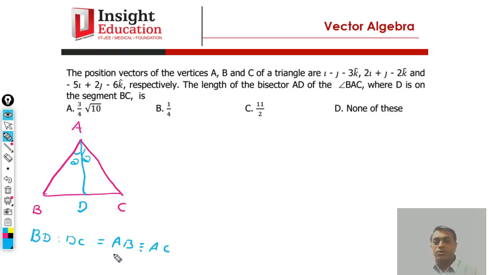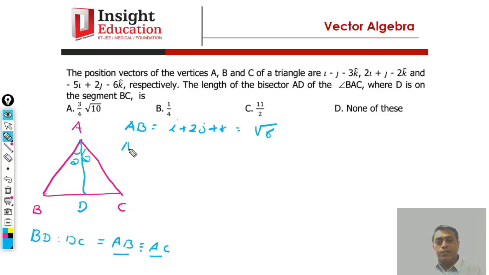It means first find out AB and then find out AC. So let me find out AB. AB is equal to B minus A. So 2 minus 1, so that is I. Then 1 minus minus 1, so that is plus 2J. Minus 2K plus 3K, so that is K. So AB magnitude is equal to under root 1 plus 4 plus 1, under root 6.